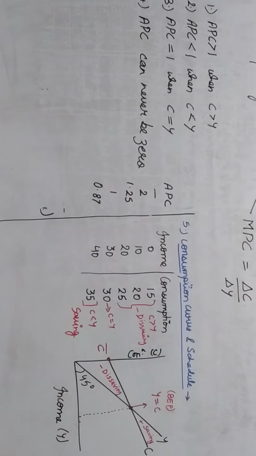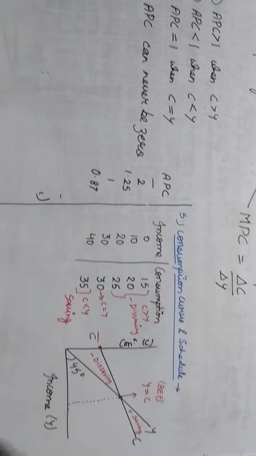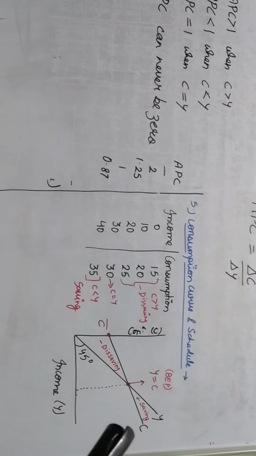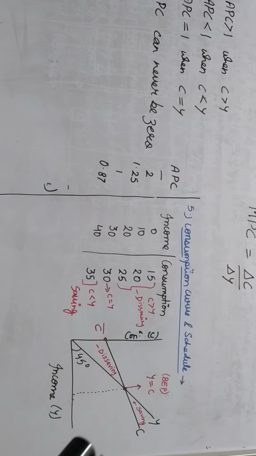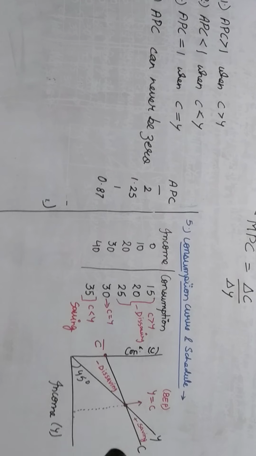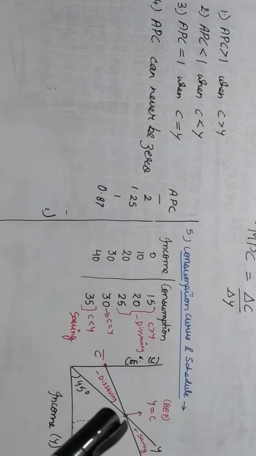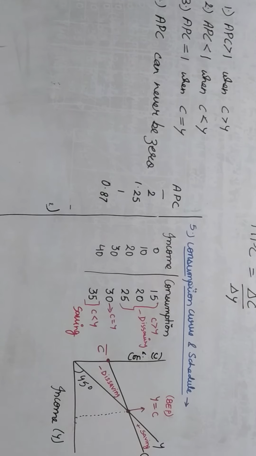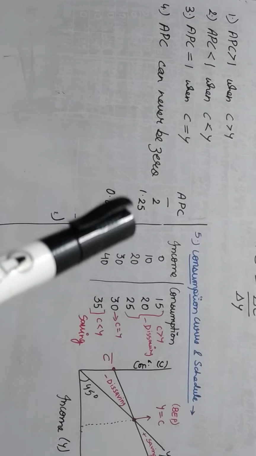Second, APC can be lesser than 1. APC can be lesser than 1 in one situation, after the break-even point. After this break-even point you can see your consumption lags behind but income increases. So in this situation your APC is less than 1. Third point, APC can be equal to 1 at the break-even point. When will this happen? When 30 equals 30, that means when C equals Y, at the break-even point. And the fourth observation: APC can never be 0.